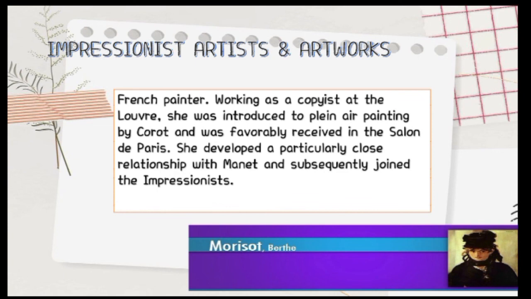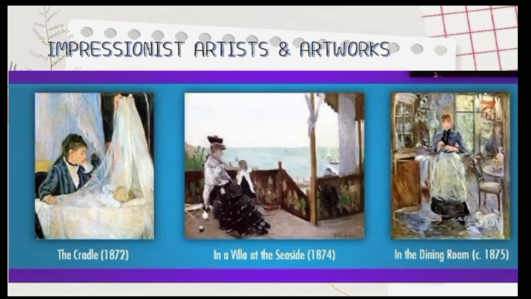Berthe Marie Pauline Morisot was a painter and a member of the circle of painters in Paris who became known as the Impressionists. She was described by Gustave Geffroy in 1894 as one of les trois grandes dames of Impressionism. Her famous artworks are The Cradle, 1872, In a Villa at the Seaside, 1874, and In the Dining Room, 1875.